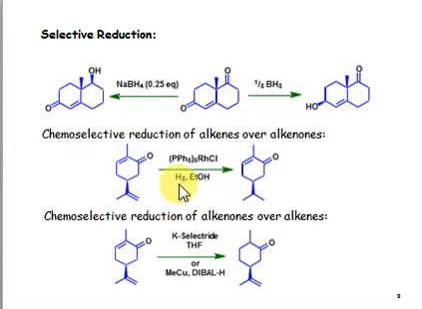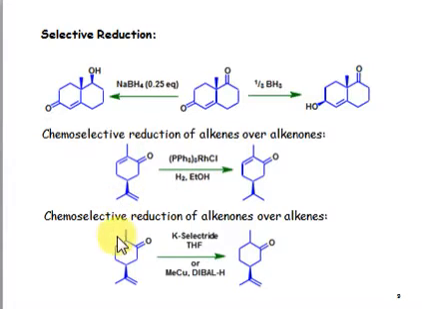So this is the selectivity when we have two of the same functional groups present. Here we have a carbon carbon double bond and also we have another carbon carbon double bond, but the carbon carbon double bond of the simple alkene is preferred by using this reagent, right?